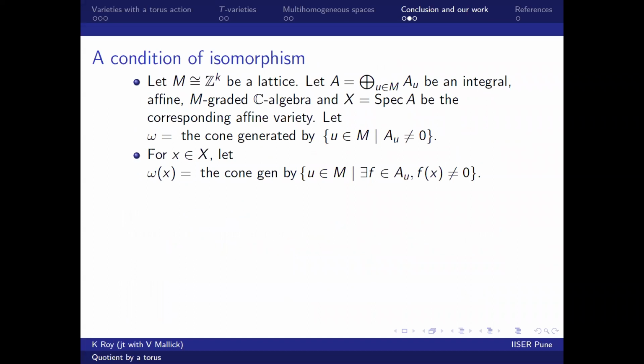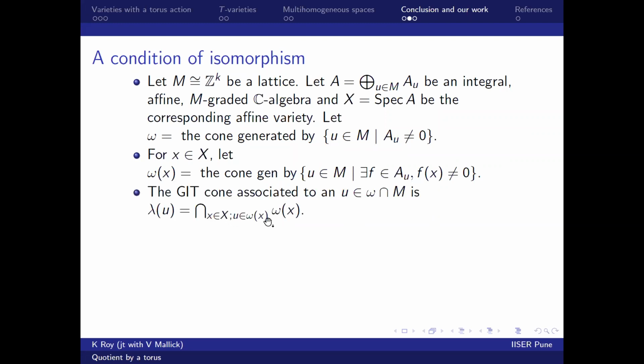And one more thing is that if you have this lattice and A is an integral C-algebra, and X is the corresponding variety, omega is the weight cone, then for a point we define the cone. That is basically, you have a homogeneous section that is locally a unit at X. So if you have a homogeneous section F with degree U, and F is locally a unit at X, we take that degree and generate a cone by those degrees. This is called the weight cone of the point X.